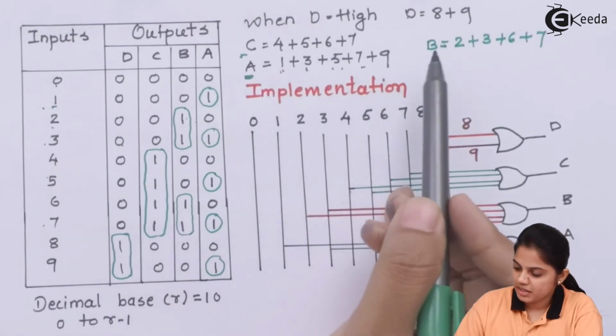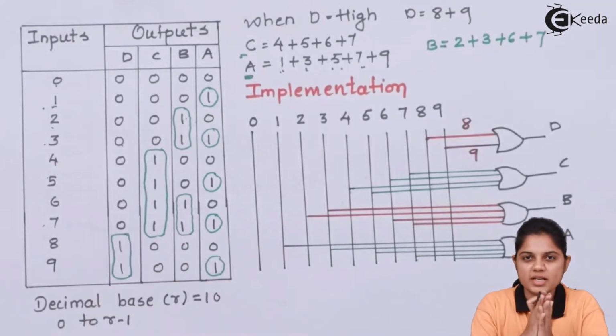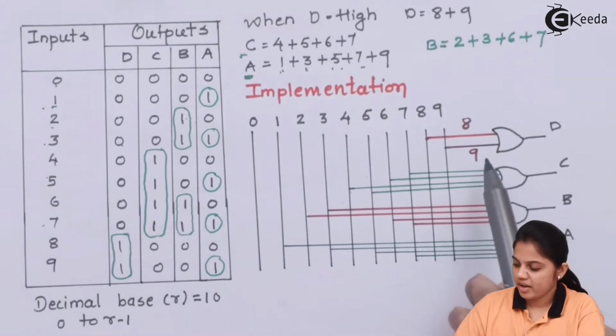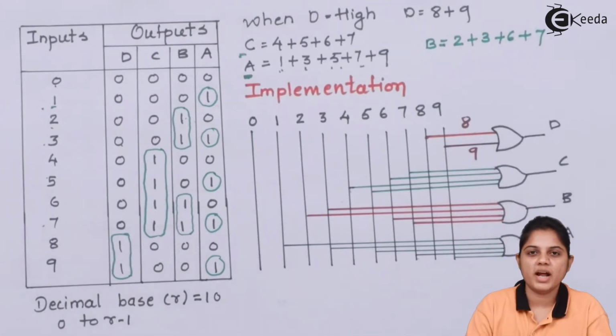Now how can the implementation be done for this encoder? Basically, this encoder is nothing but logic gates. Here you have the different OR gates. That means an OR gate is used for the addition of 2 different numbers or 3 different numbers.